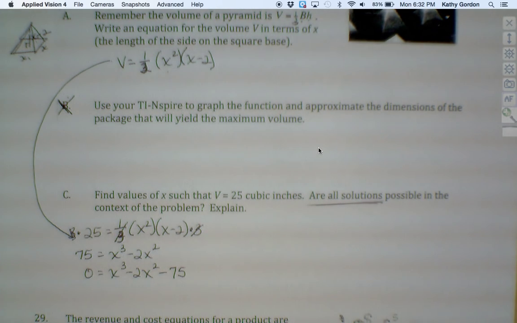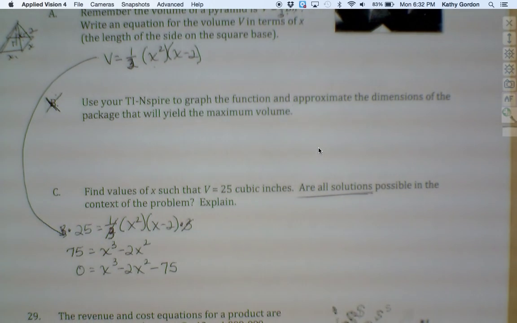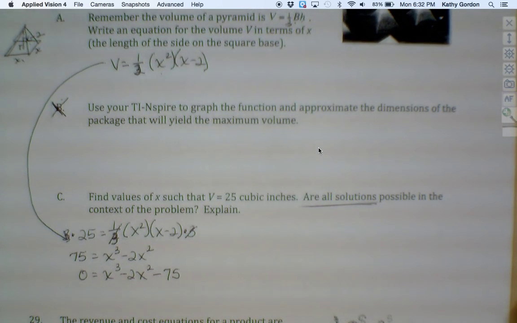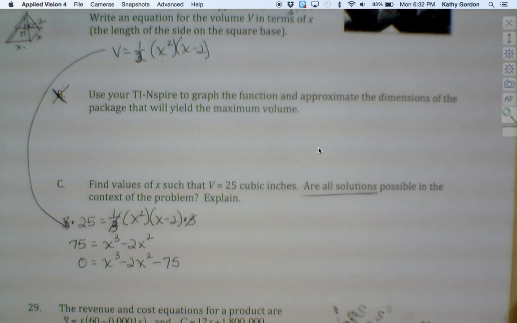All right, so now what? Well, again, here's where the calculator can come in handy. This is not necessarily going to be a super easy equation to solve. It doesn't factor. It's not in a quadratic form. It's not something we can use grouping on.